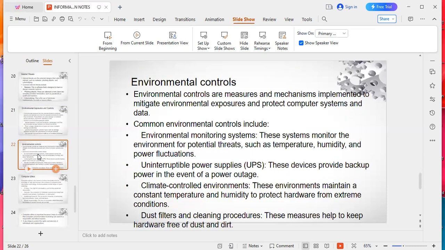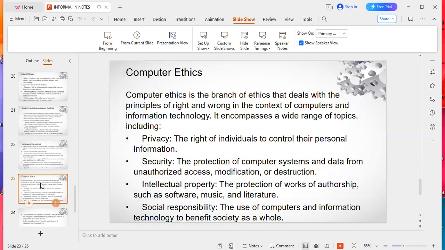Now, how do we control this? We can control this via environmental monitoring systems. We can use an uninterrupted power supply to back up power in the event of a power outage. We can use climate-controlled environments, which can protect our hardware from extreme conditions. We can even use dust filters.